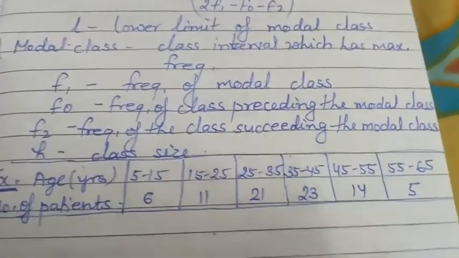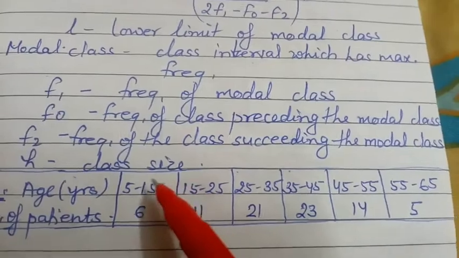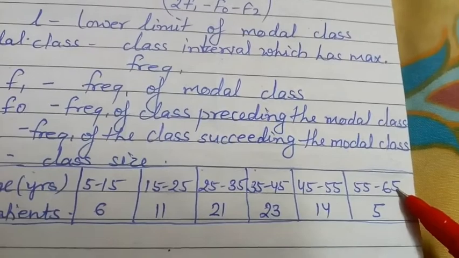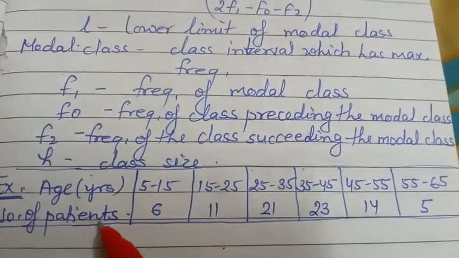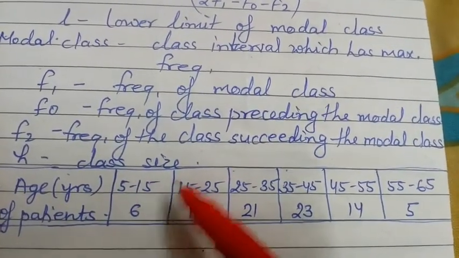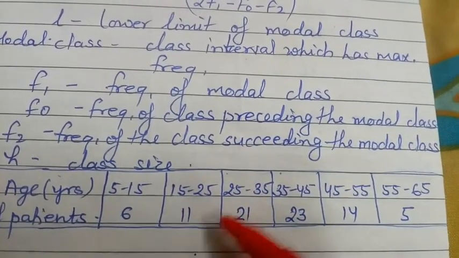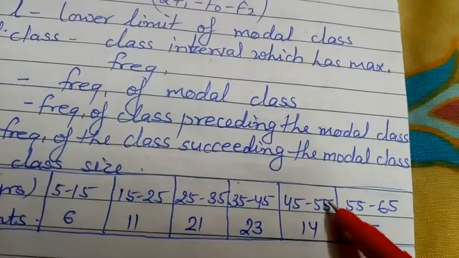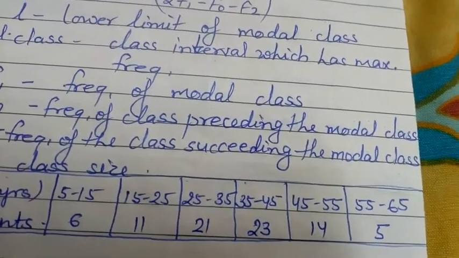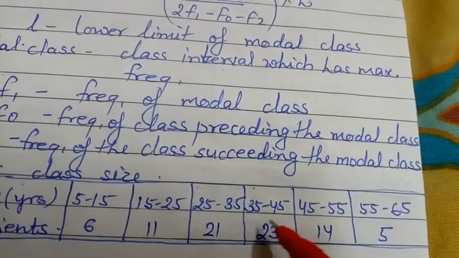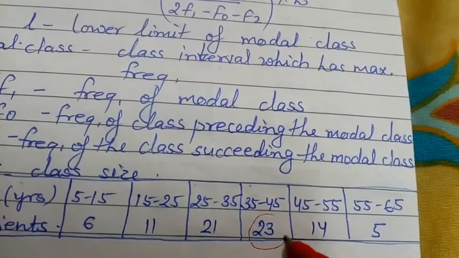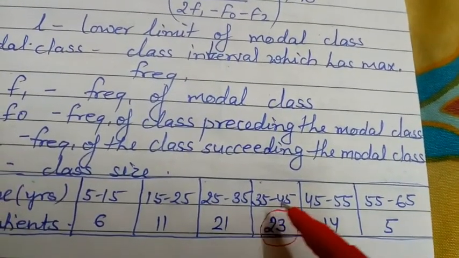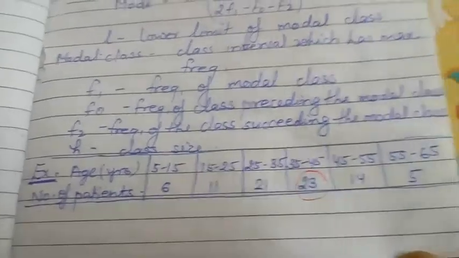See this example. Age, with different class intervals 5 to 15, 15 to 25, up to 55 to 65. And here is the number of patients. For the 5 to 15 age group, 6; 15 to 25, 11; 25 to 35, 21; 35 to 45, 23; 45 to 55, 14; and so on. So which is the modal class? First we find the modal class. This is the modal class, it has the maximum frequency. The modal class is 35 to 45.